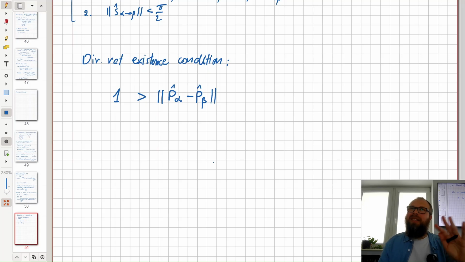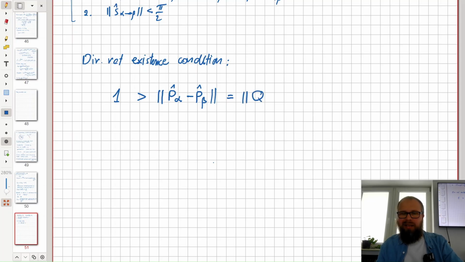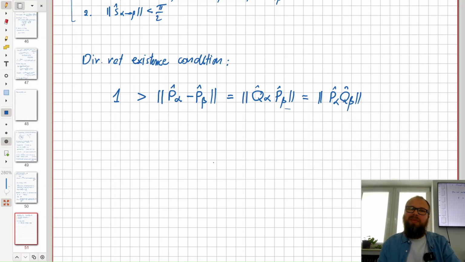So the norm of the difference between projectors must be smaller than 1. Which in this case is also the same as saying that the norm of q alpha p beta should be also the same as the norm of p alpha q beta.